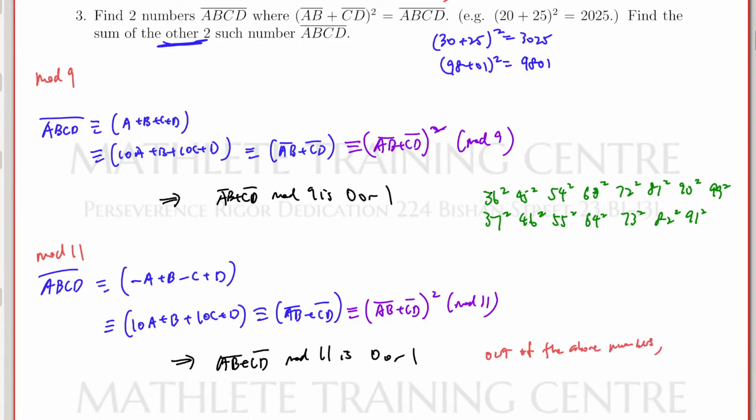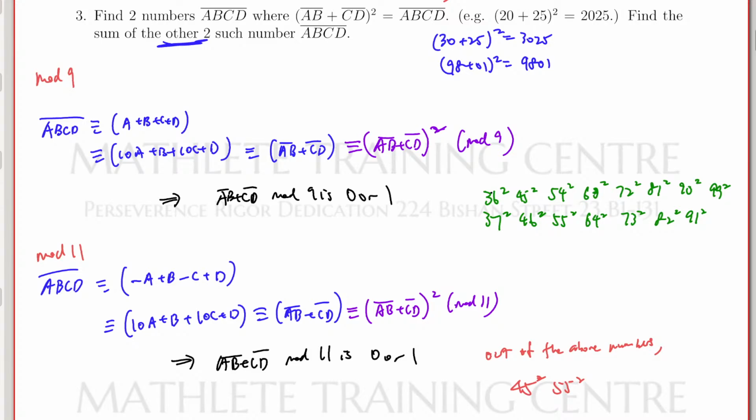we can get 36 is not one of them because 36 mod 11 is 3. 37 mod 11 is 4. 45 mod 11 is 1. 46 mod 11 is 2. 54 mod 11 is not 10. 55 mod 11 is 0. 63 mod 11 is equal to 8. 64 mod 11 is equal to 9. 72 mod 11 is going to be the value of, what's this? 6. 73 mod 11 is 7.